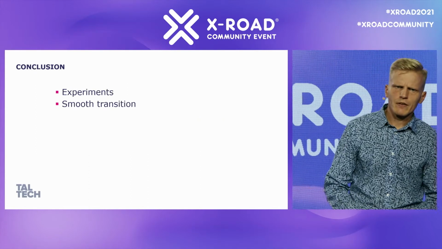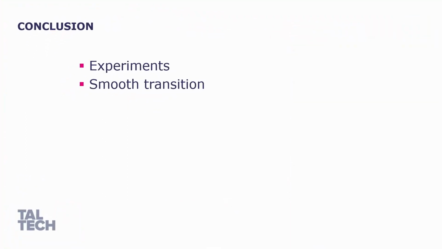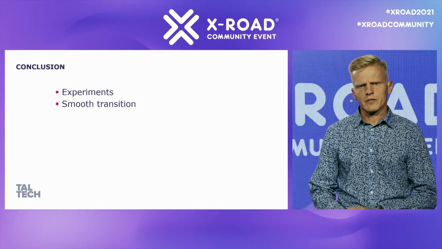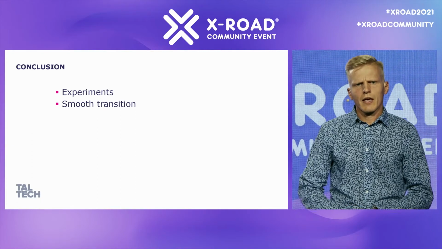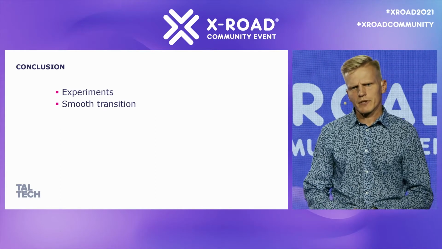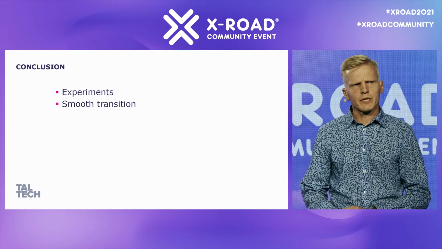In conclusion, we saw from experiments that in the case where GraphQL selects all possible fields from a service, then the response times are quite similar. Probably if we reduce the amount of fields, it will be faster.